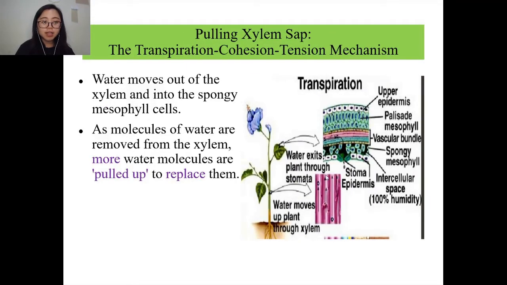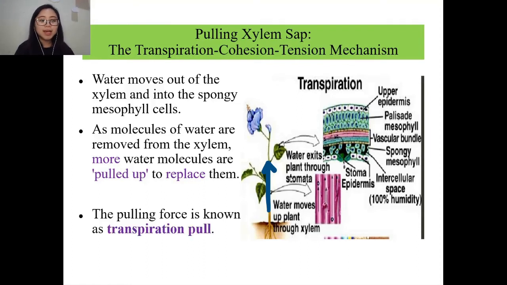Water will move out of the xylem and into the spongy mesophyll cells. Sebab tadi spongy mesophyll cells kehilangan air. Sekarang air daripada xylem masuk untuk menggantikan air yang ada di spongy mesophyll cell. As molecules of water are removed from the xylem, more water molecules are pulled up to replace them. So tadi xylem di daun, kekurangan air sudah. Air daripada bahagian xylem lain akan ditarik naik untuk menggantikannya. So this pulling force is called the transpiration pull.